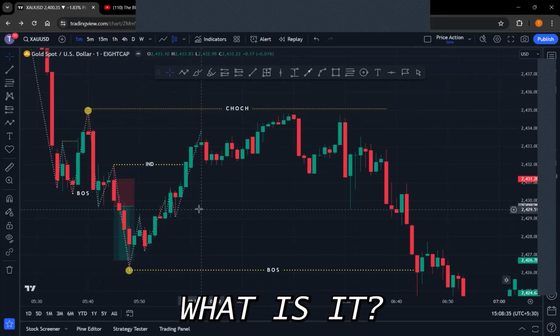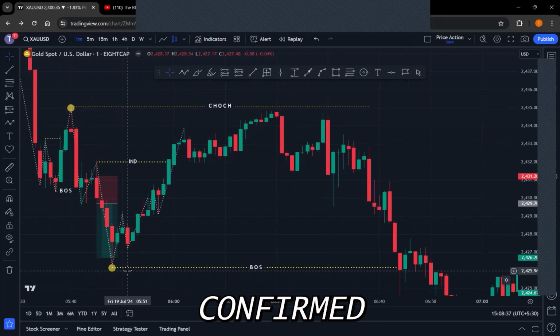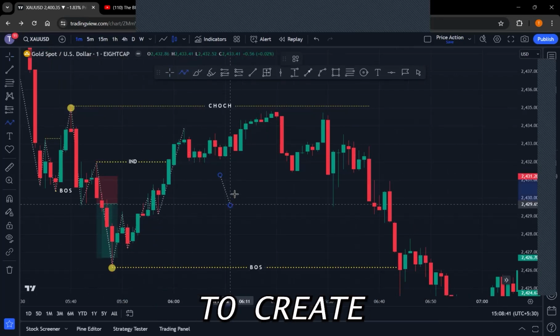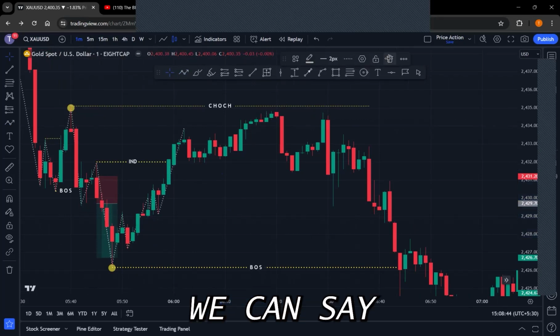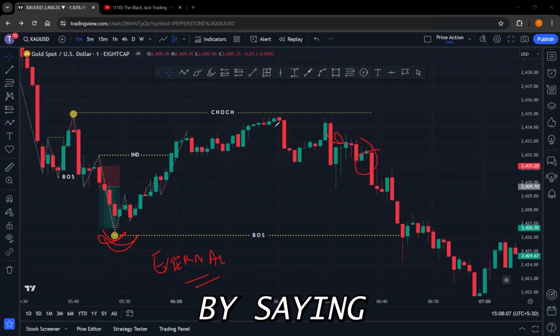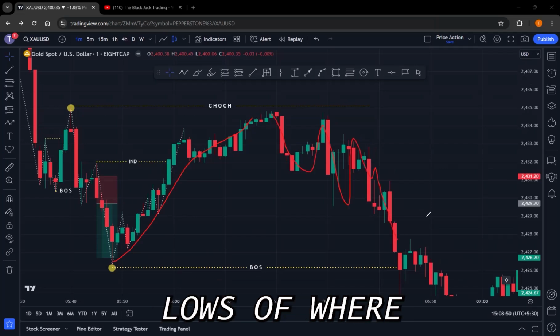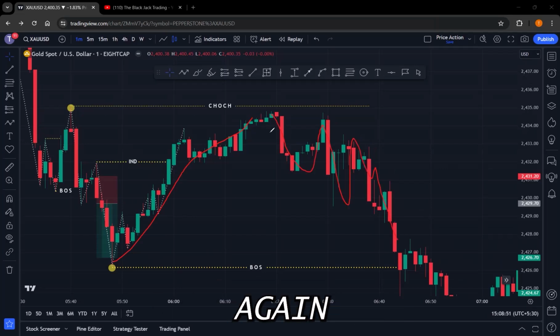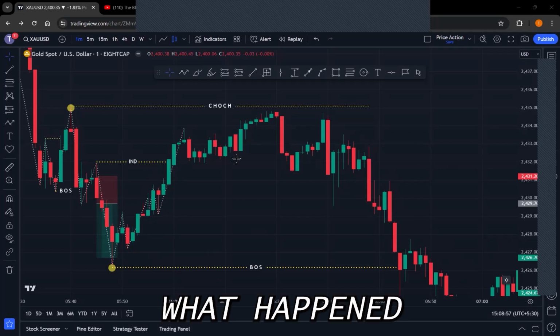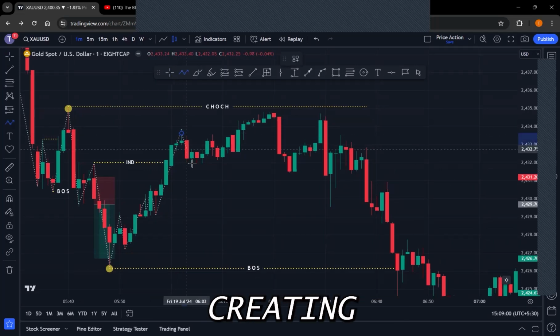Now, what is the second part over here? Once we have confirmed the support in the market, we need the market to stop somewhere. We need the market to create a series of lower highs and lower lows so that, once the price stops creating this major buy swing, we can understand that the price is again heading in the downside direction and we can start trading towards the sell.